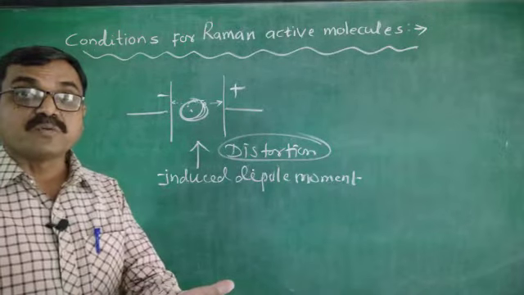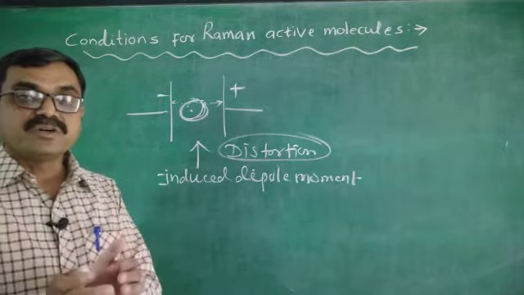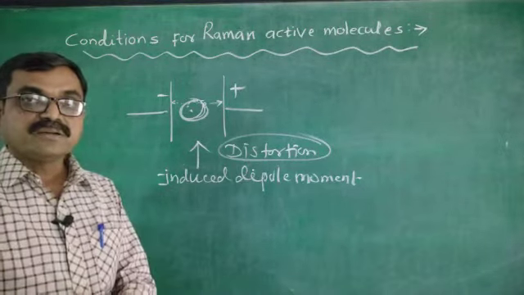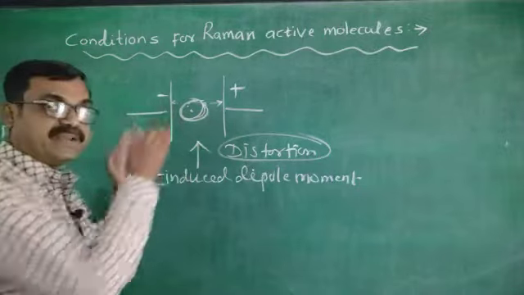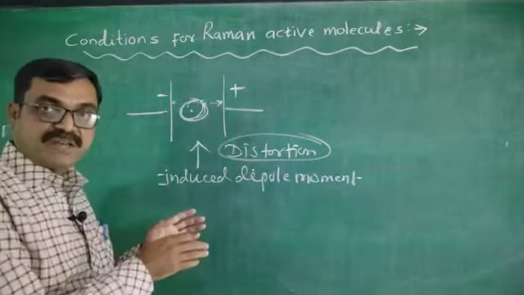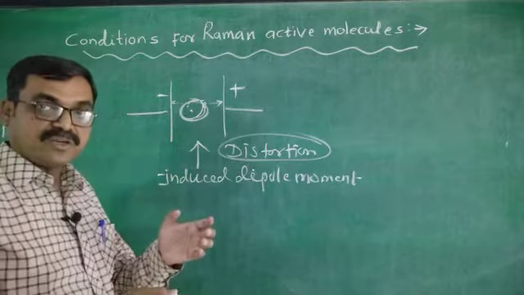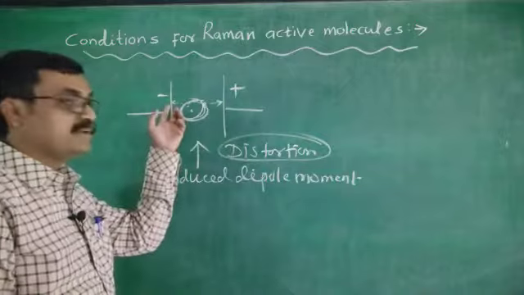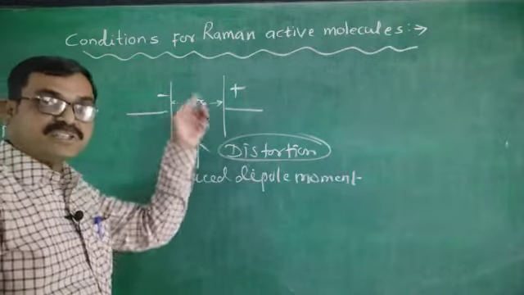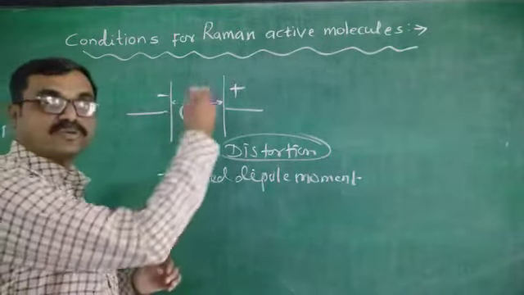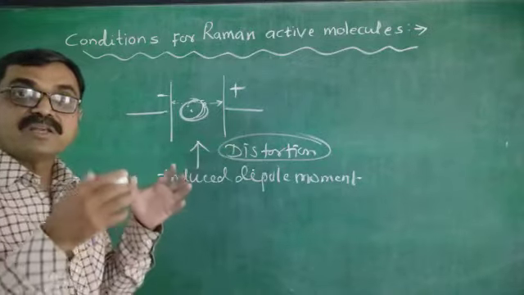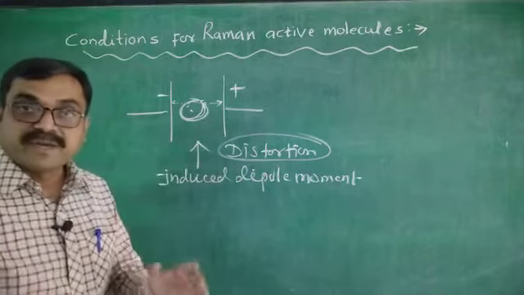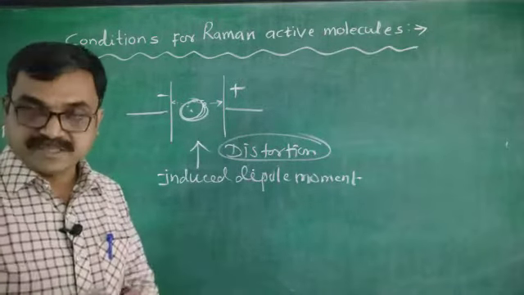Means in polarization what happens? This molecule or sample which is in the neutral condition, due to the application of the external field, there will be distortion. The positive part of that molecule, that is the nucleus, gets distorted toward the negative plate. The negative part, that is the negatively charged revolving electrons, is distorted toward the positive plate, and one can say the molecule is distorted, and there will be an induced dipole moment, and one can say the molecule is polarized.